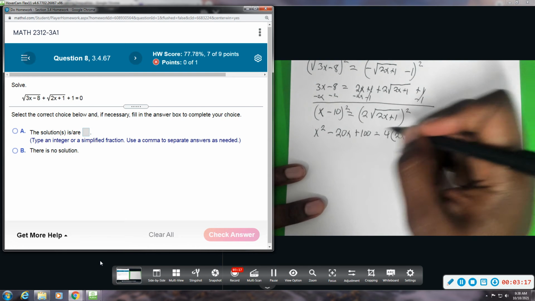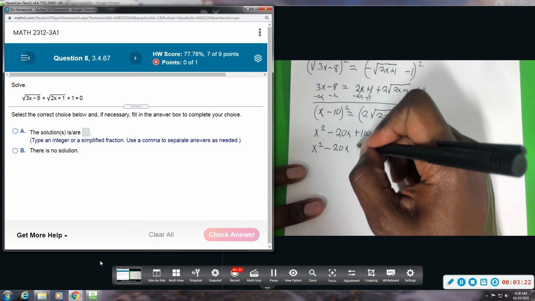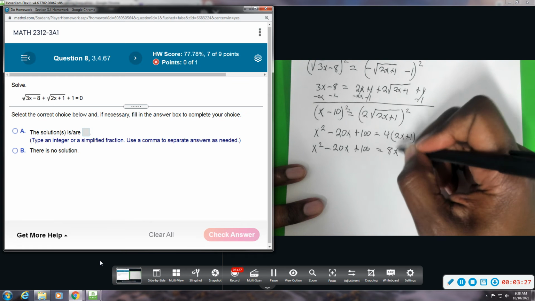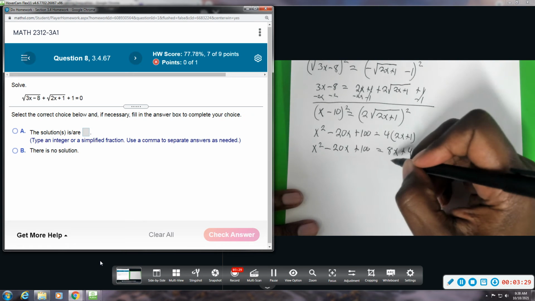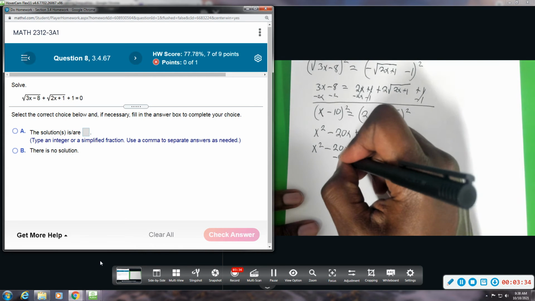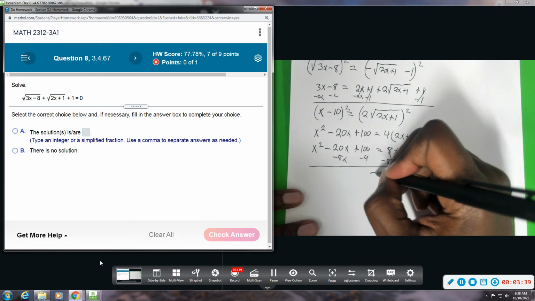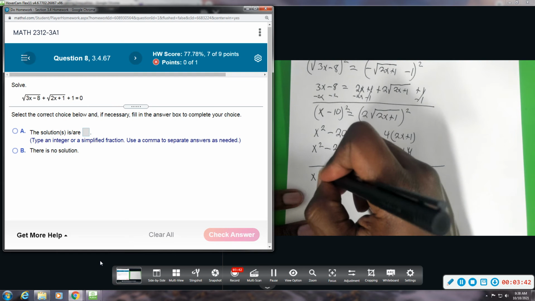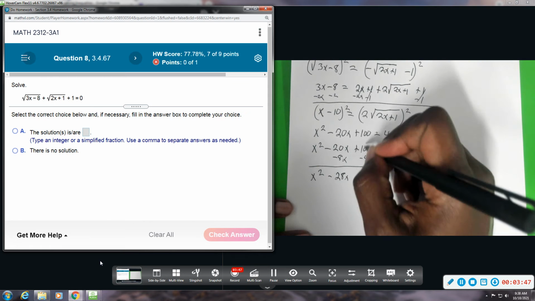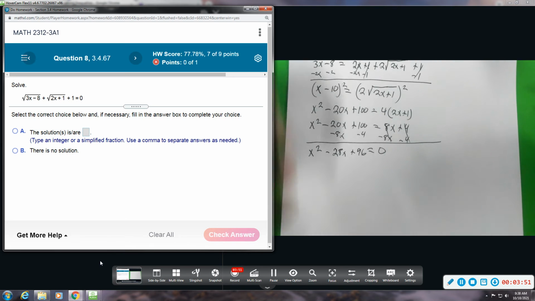All right, we're going to distribute here. So we still have x squared minus 20x plus 100 equals 8x plus 4. All right, we're going to subtract 8x, subtract 4 from both sides. That goes to 0, and then that brings down x squared minus 28x plus 96.